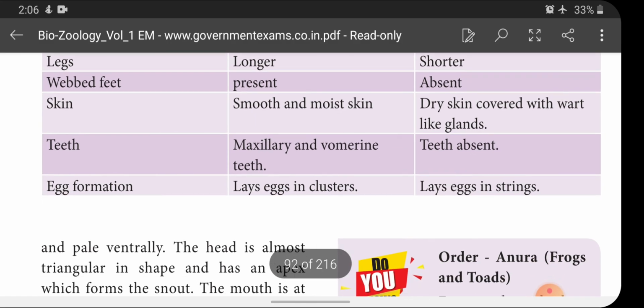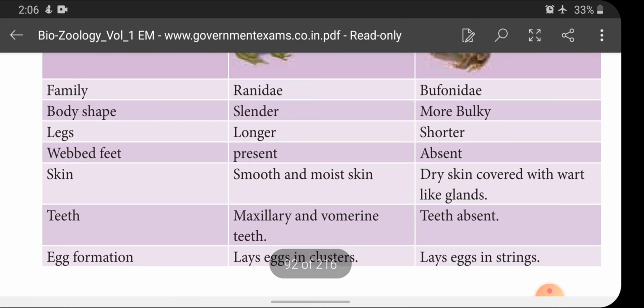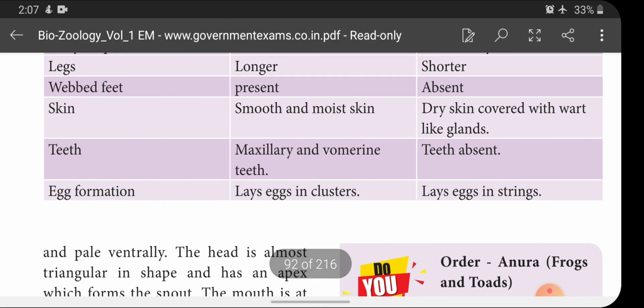Egg formation: frog lays eggs in clusters, but toad lays eggs in strings. So these are the differences between frog and toad. This you will get as a 3-mark question. Please store it, bracket it, children.